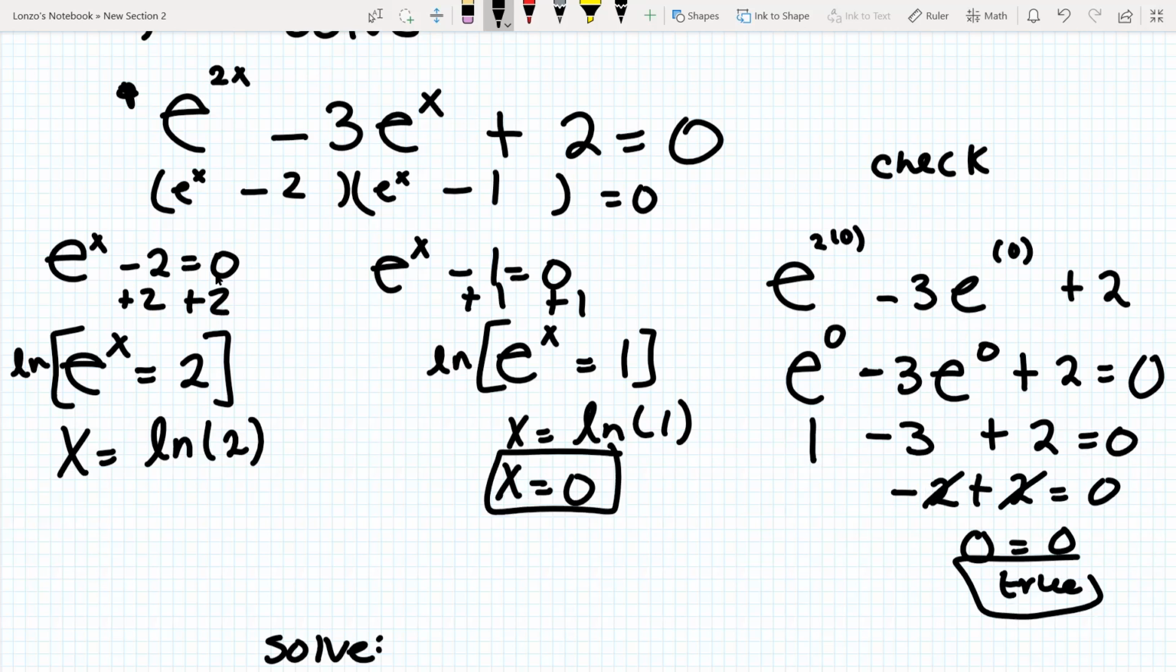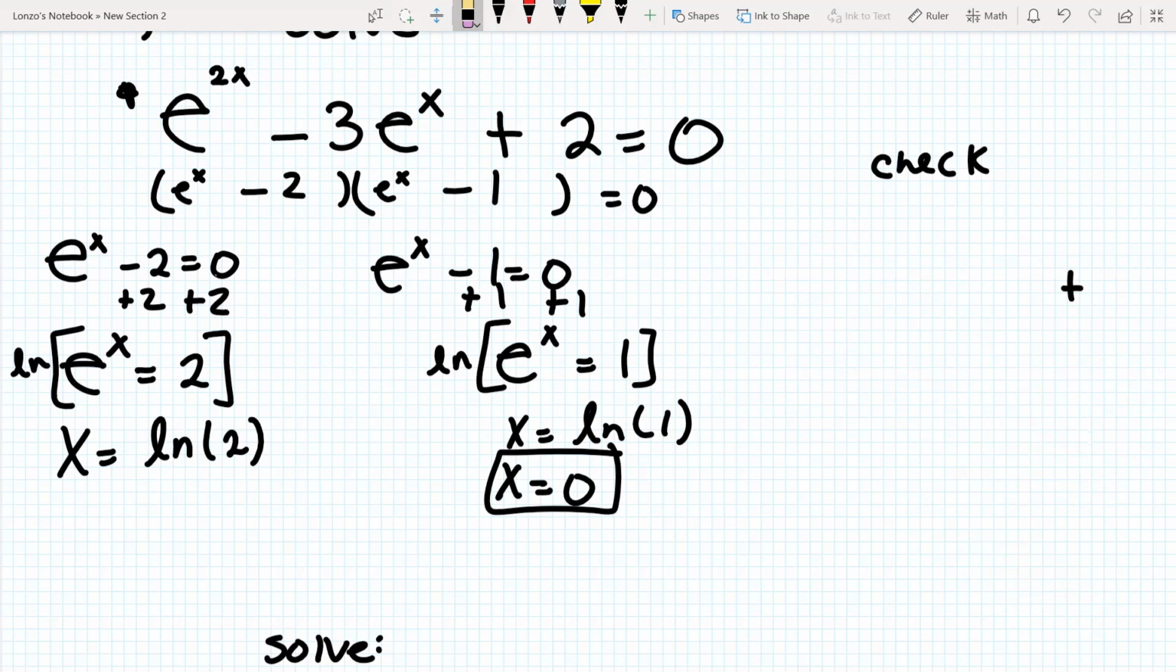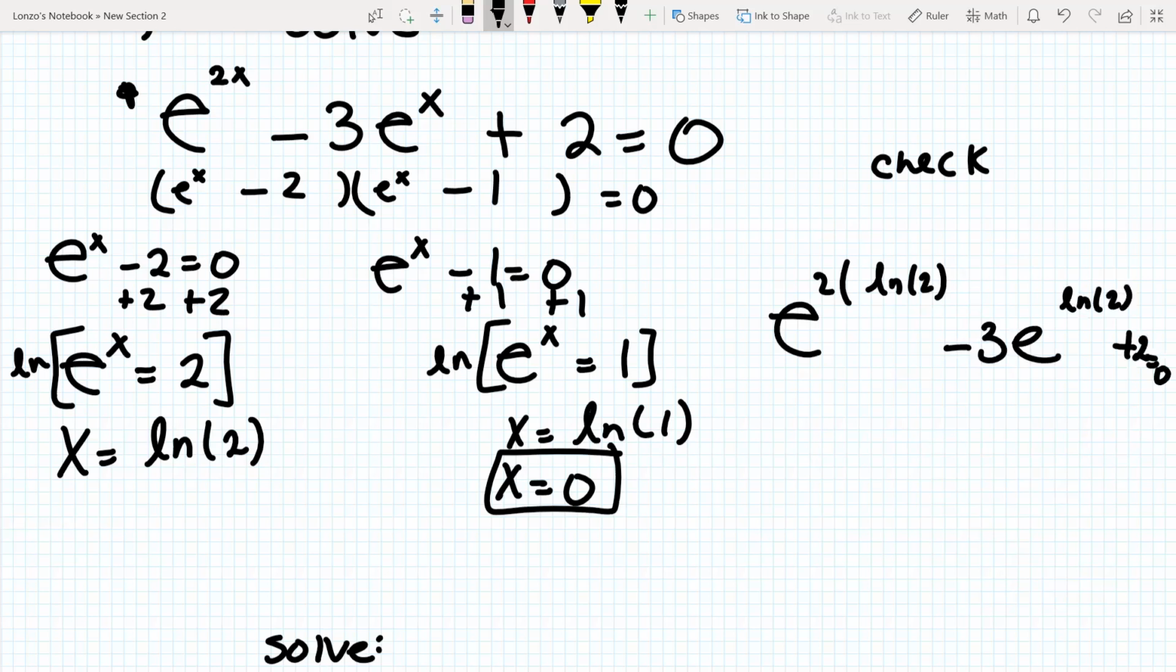Okay, now let's, I don't have much space, so let me erase this part right here if you don't mind. I'm going to check with ln of 2. So we checked that x equals 0 is a true statement, so that is one of our solutions. Now let's try ln of 2. I'm not going to use the decimal value of ln 2, I'm just going to use the exact value. Okay, so it's going to be e^(2 ln 2) minus 3e^(ln 2) plus 2. Is that equal to 0?